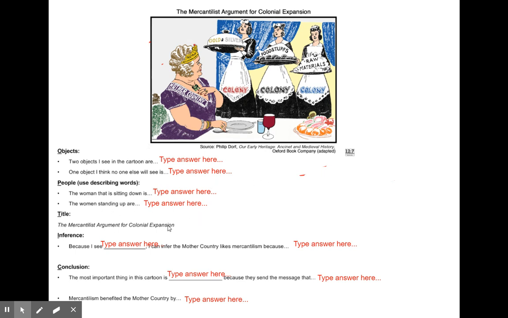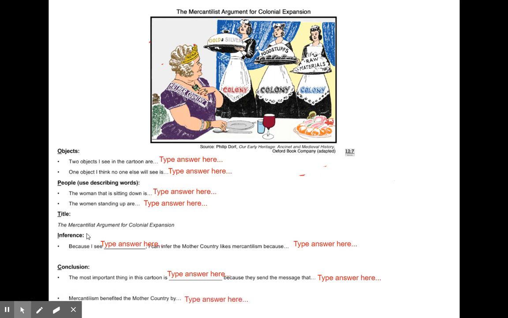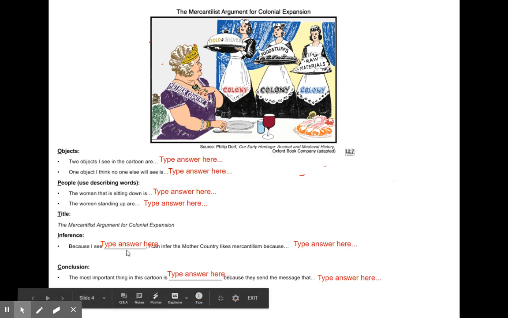The title's already Mercantilism Argument for Colonial Expansion. Don't really worry, that's kind of a wordy title. An inference is nothing but a fancy word for a guess. So based on what I see, I can guess because I see a happy Great Britain or mother country. I can infer the mother country likes mercantilism because all you're doing is making a good guess. That is inference. It's just a fancy word for that.